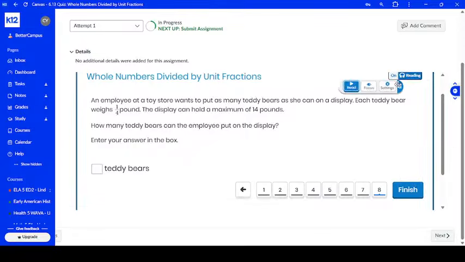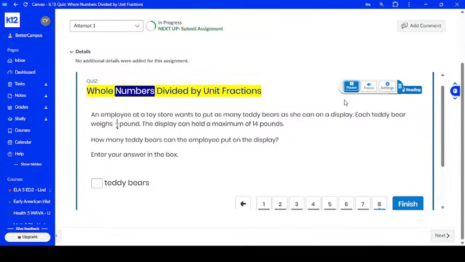Last question. An employee at a toy store wants to put as many teddy bears as she can on the display. Each teddy bear weighs 1/4 pound. The display can hold a maximum of 14 pounds. How many teddy bears can the employee put on the display? Enter your answer in the box.